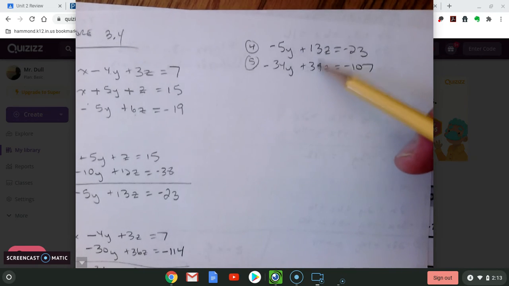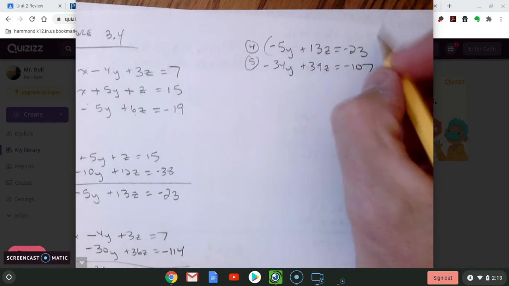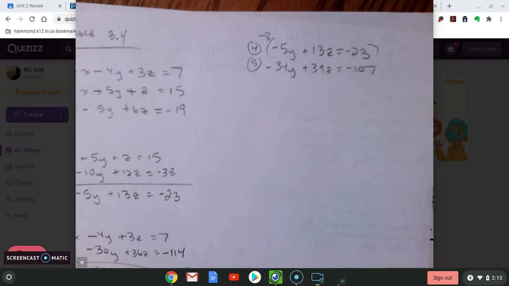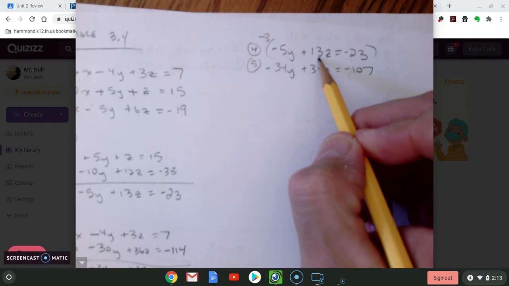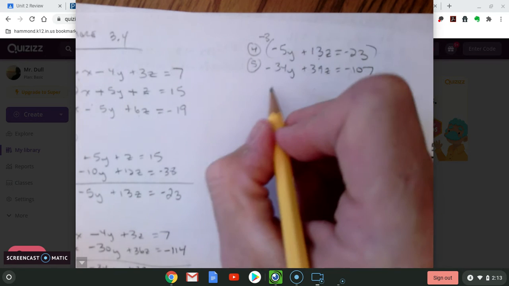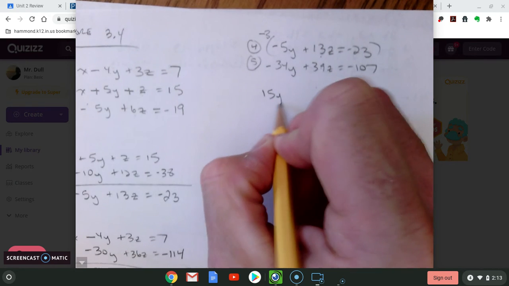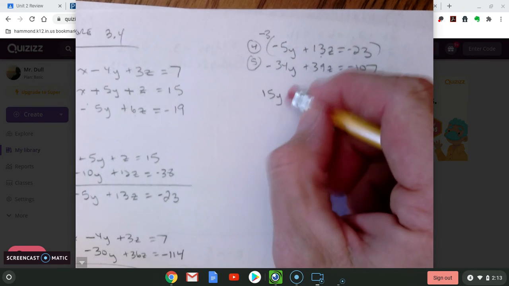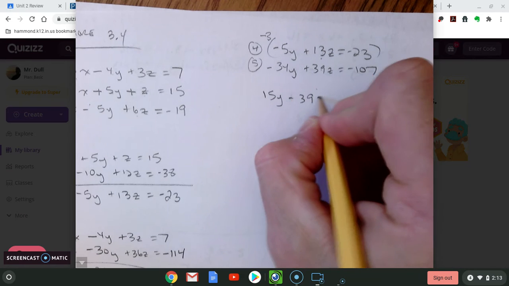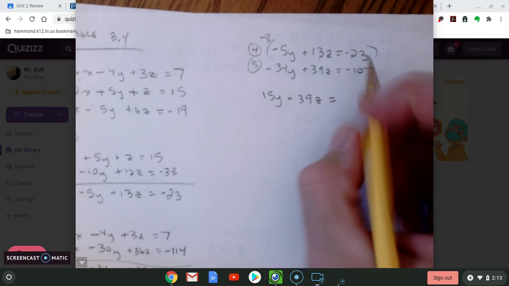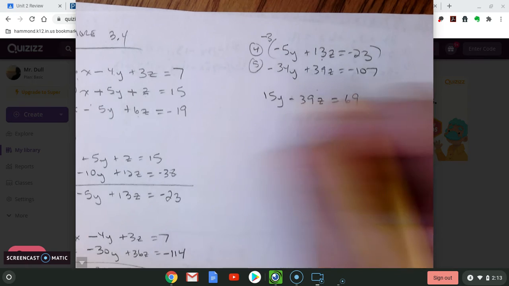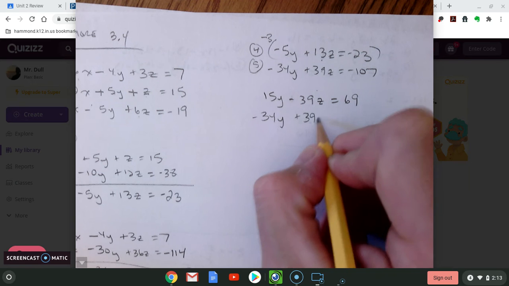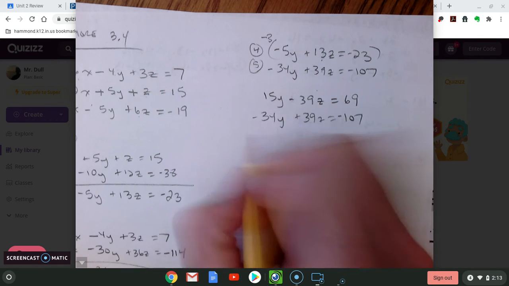So I'm looking at this, 13 and 39. If I multiply that first equation by negative 3, I'll get a negative 39 here. I'll be able to eliminate my z's. So let's do that. So 15y plus 39z, oops, that's a negative 3, so minus 39z, and then 23 times 3, right there. Second one we're going to leave alone. Negative 34y plus 39z equals negative 107.